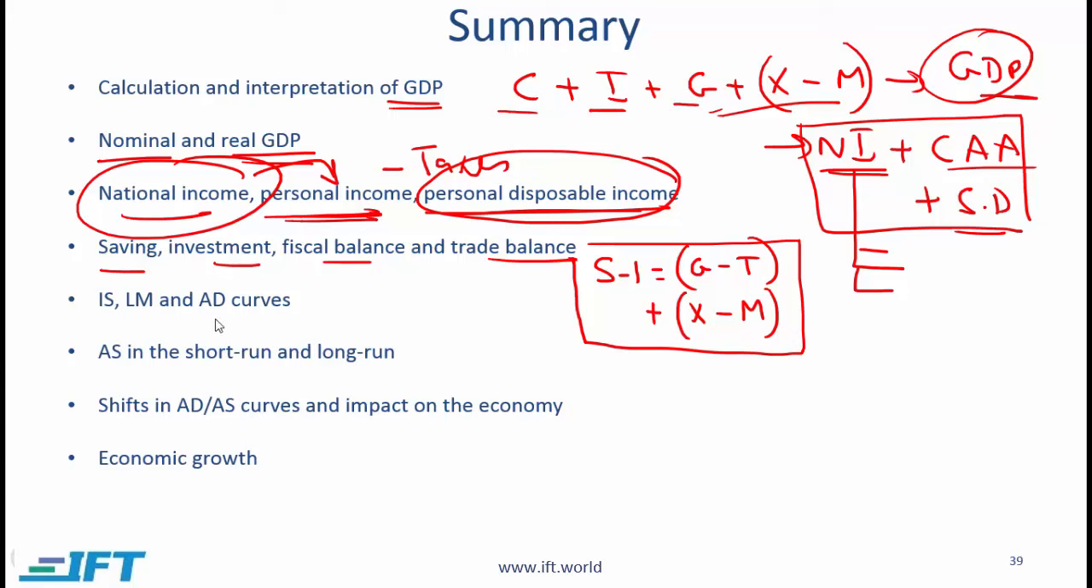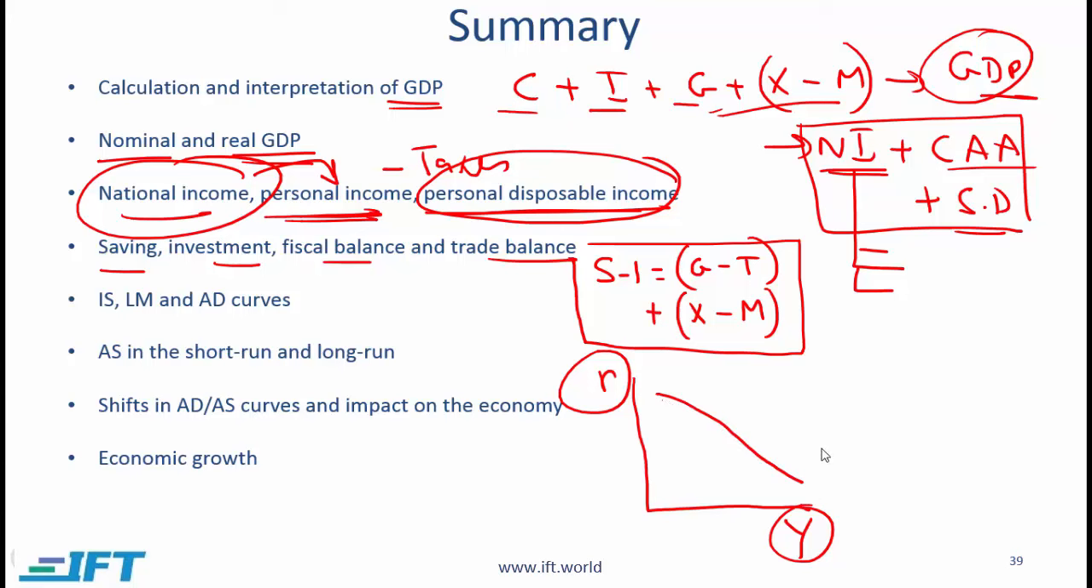IS, LM and aggregate demand curves. Complicated topic, but I'm going to give you the most important information over here. The IS curve shows real interest rates against output or income, and this shows a negative relationship between these two variables. You need to recognize that along this curve, income is equal to planned expenditure.